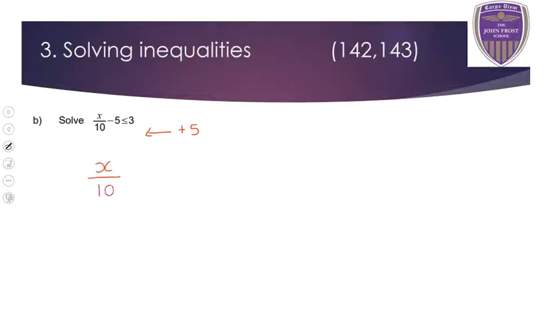So we've got x over 10 is less than or equal to 3 plus 5, which obviously is 8. And then from there, don't overcomplicate the question. x over 10 means divide by 10, doesn't it? Because a fraction line means divide. So the opposite of dividing by 10 is multiplying. So x is less than or equal to 8 times 10, which is 80. And then understand what that inequality means as well. So x can be less than or equal to 80, meaning it can be 80 or less.